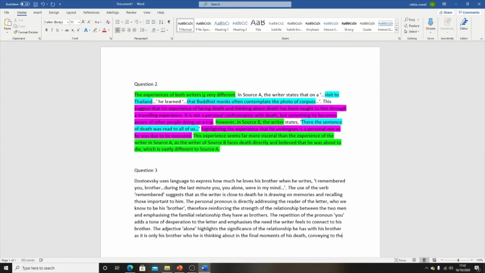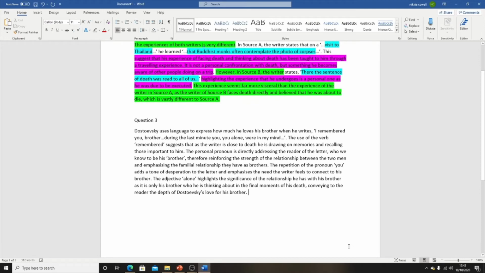Conveying to the reader the strength, the depth, because I know I've used strength, the depth of Dostoevsky's love for his brother. Okay, and so what I would do is then obviously check that.